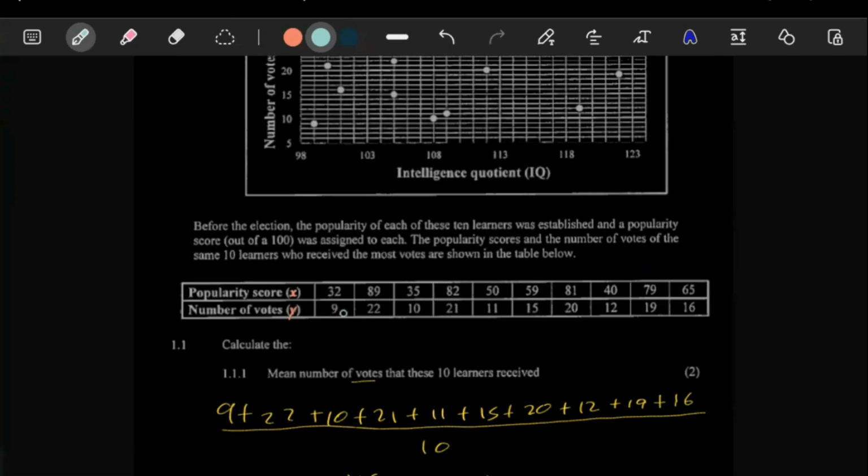So obviously, after putting in all your data, you want to just double check that you've put it in correctly. So here we have 22, then 10, 21, 11, 15, 20, and then 12, 19, and then 16 as the last one there. Everything seems like it's all good.